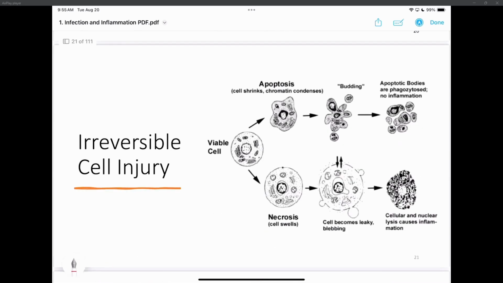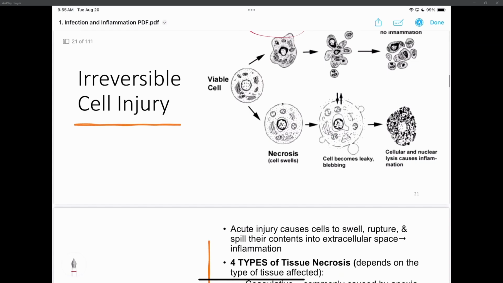So again, here's your apoptosis. The cell just shrinks. You get budding, and then eventually it just breaks up into little pieces, and then the macrophages come along, eat them up, and they go away. Necrosis, however, the cell swells. It starts getting really big and filled with all this nasty stuff. Then, as it swells too much, it becomes leaky, and eventually you get cell lysis. The cell breaks apart, and all the products inside get laid out into the blood or whatever tissue it's in.